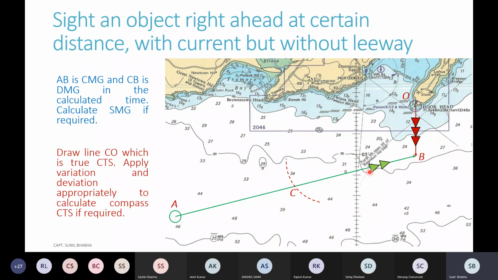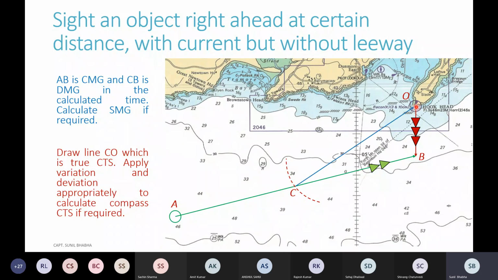If required, we can also find out our speed made good. Once you have the Charlie Bravo distance made good, you have the time also in which this distance has been made good. So we can calculate the speed made good of the ship while moving on this track if it is required. Now, how is this Charlie Bravo the distance made good in this particular time? For this, let's draw a line joining point C, the Charlie point, with our object O, which is the Hook Head lighthouse. So let's join these two and mark this line CO.